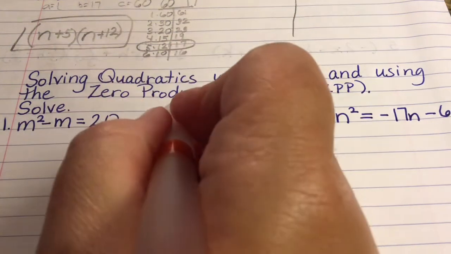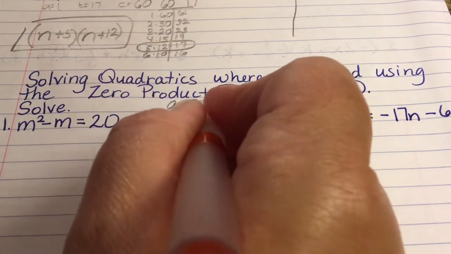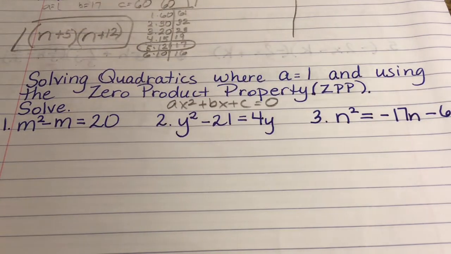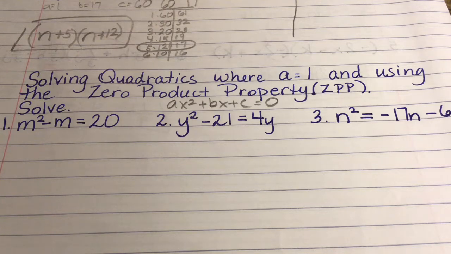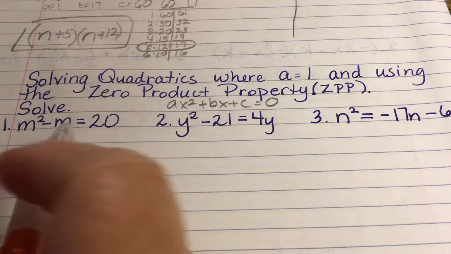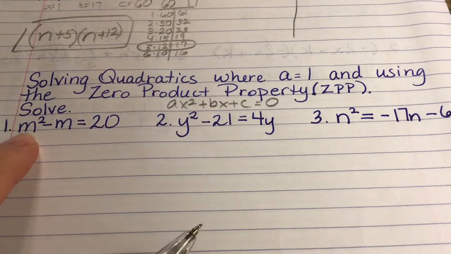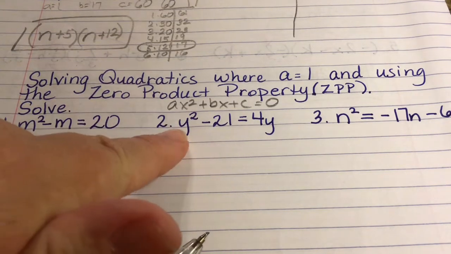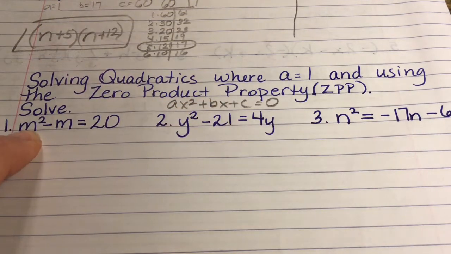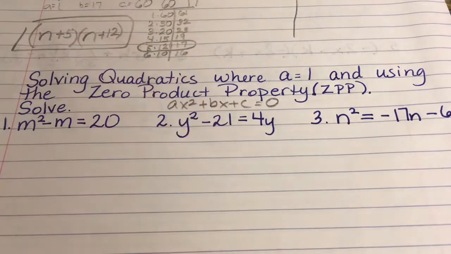You want that trinomial to look like this: ax squared plus bx plus c equals 0, so you can factor and then use the zero product property. So that means I want to make sure every one of these is equal to 0. Always keep a positive quadratic term, or a positive squared term. Never move your quadratic. Keep it positive.